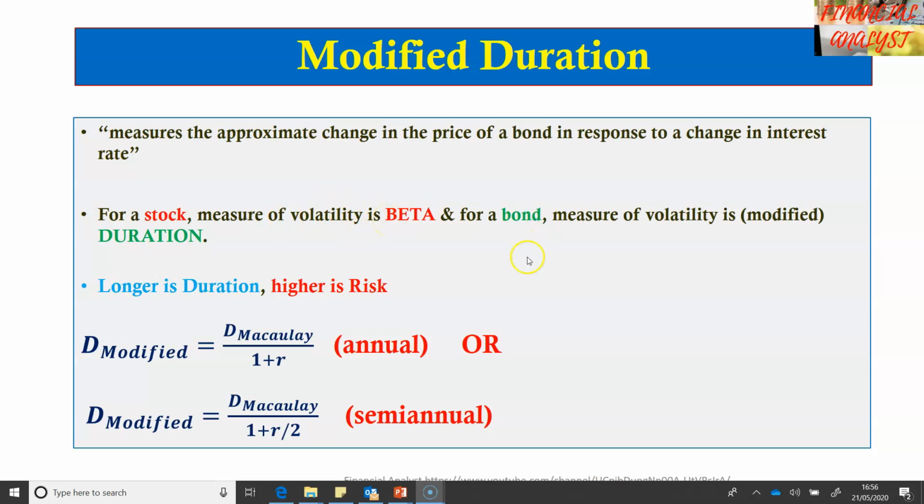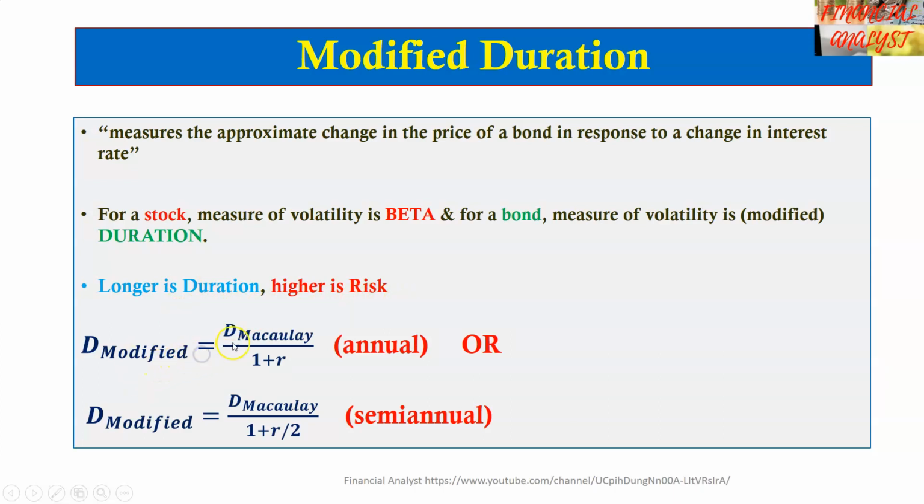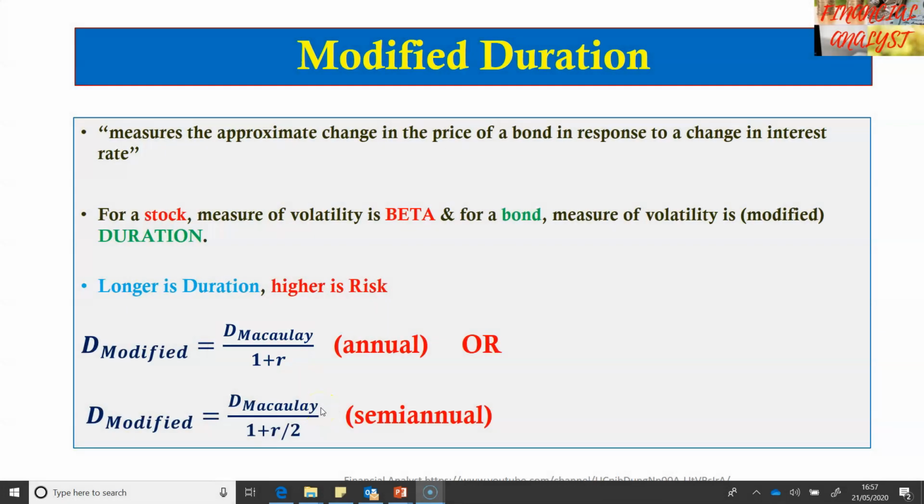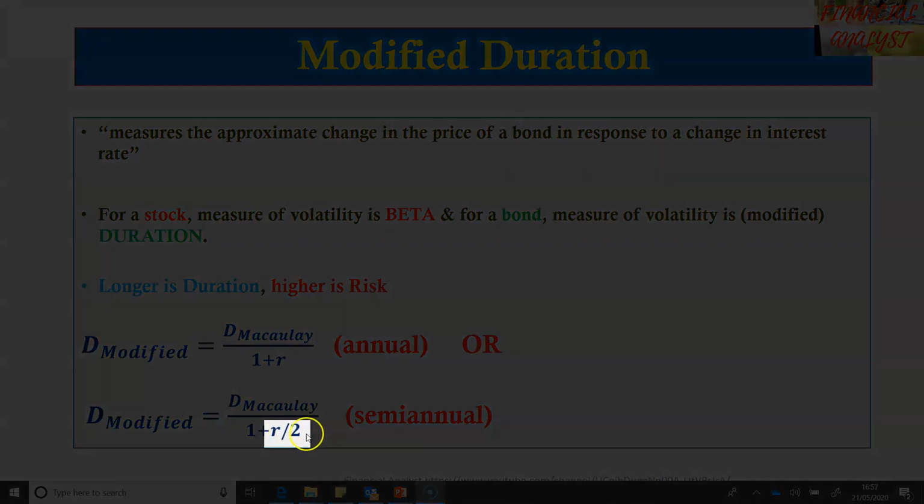As for stock, the measure of volatility or risk is the beta of the stock. For bonds, the measure of risk, that is price volatility, is modified duration. So the longer is the duration, the higher is the risk. Modified duration can be calculated as dividing the Macaulay duration by 1 plus the discount rate or the market interest rate. And for semi-annual coupon paying bonds, we simply have to adjust the YTM by dividing it by 2.